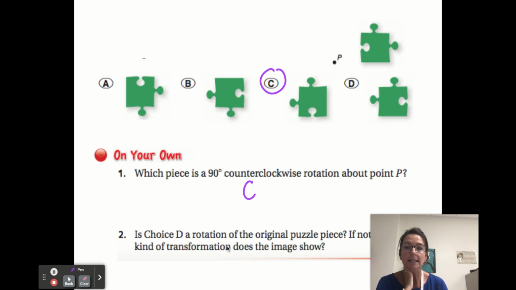Is choice D a rotation of the original piece? So here's the original piece, and here is choice D. What do you think? Is this a rotation? If not, what kind of transformation do you think that it is? Okay, well, if you can kind of see, it looks like it's a reflection. So no, it is not, and it is a reflection.